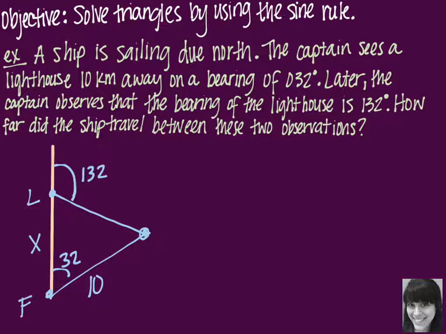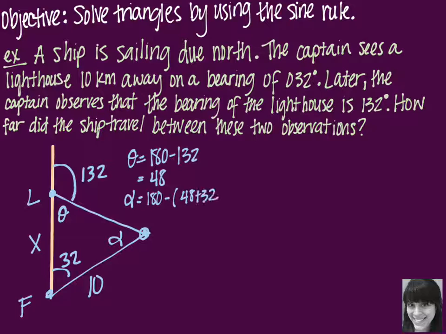The first thing that we need to do is label all of the parts that we can figure out. So we can find theta, and let's call this alpha. Theta is just 180 minus 132, and that gives us 48. And then alpha is going to be 180 minus (48 plus 32). And that gives us 100.